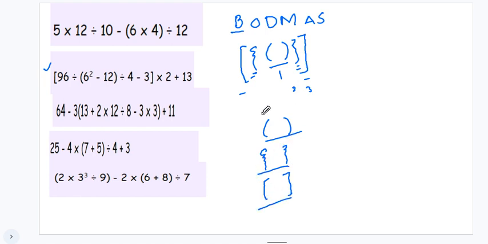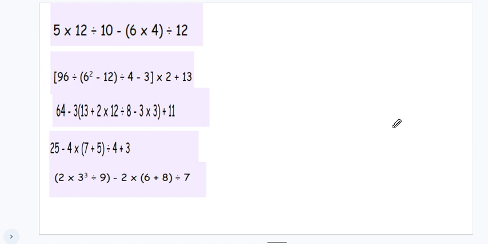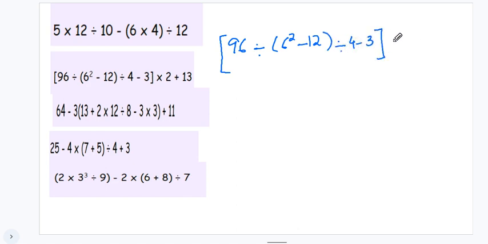So this is their order of solving, right? So if you have these brackets in the question, which order are you going to adopt? This one, then this one, then this one. So now let's do the question. 96 divided by, starting from this brace, we call this braces, and 6 square minus 12 divided by 4 minus 3 closed braces times 2 plus 13.